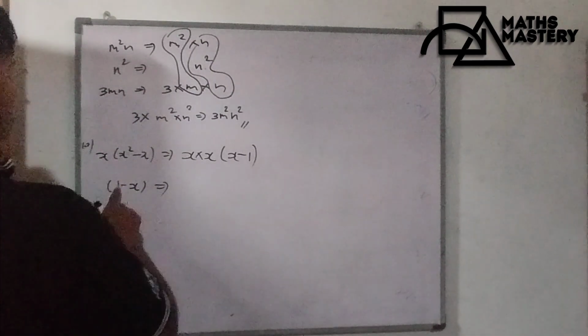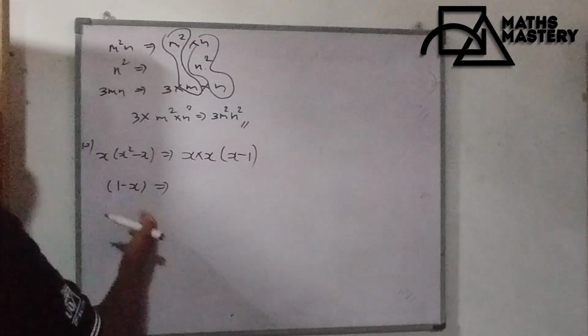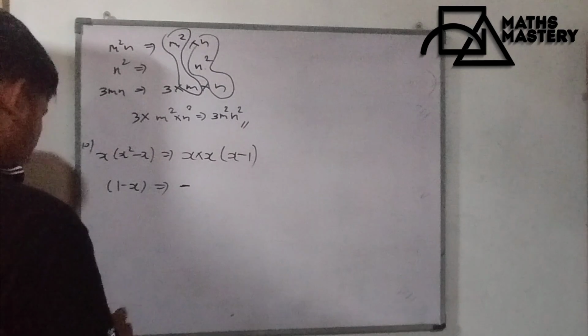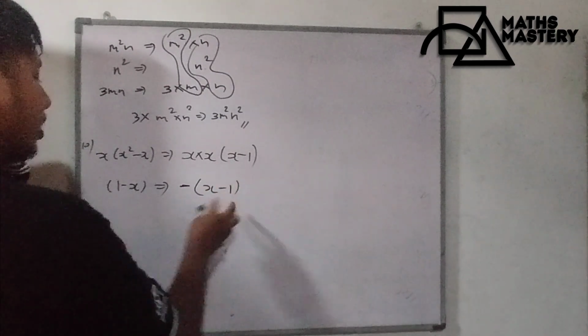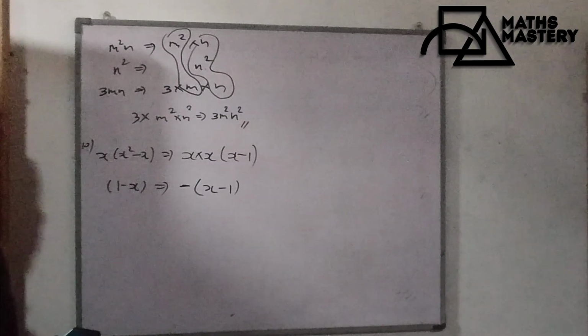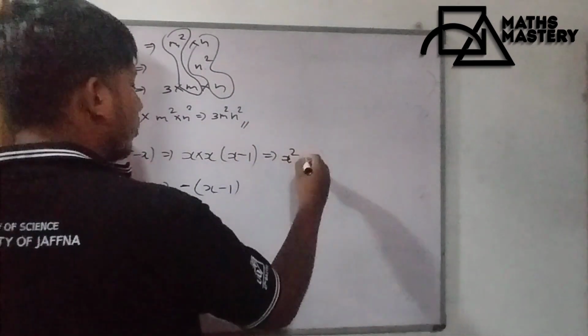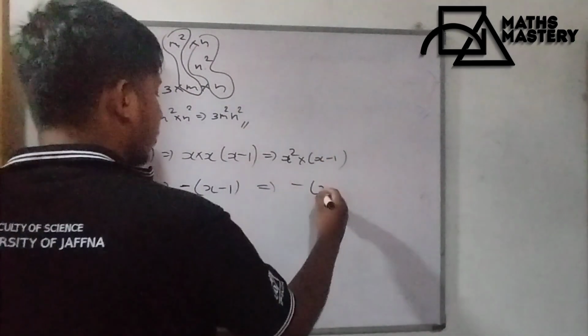So here 1 minus x is there. What you are going to do? Take 1 minus out. If you take 1 minus out, what happens is you get x minus 1. Now see, x times x, you can write it as x squared into x minus 1. And here there is a minus x minus 1.